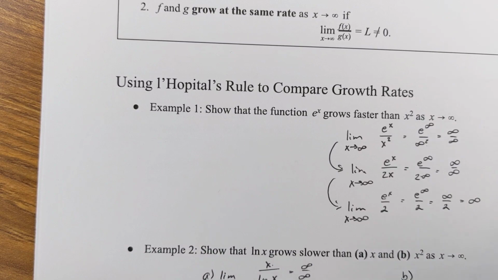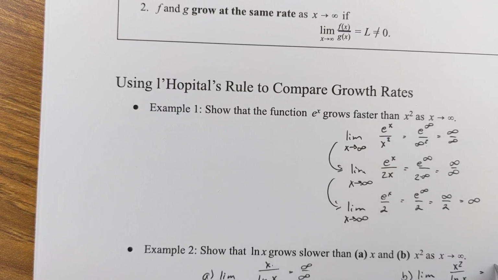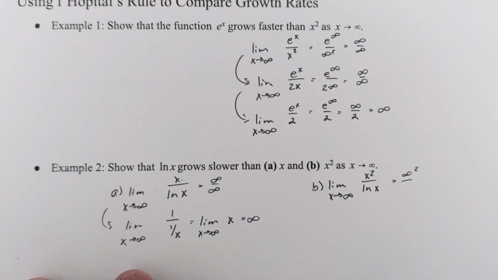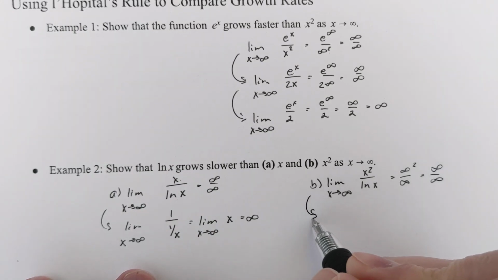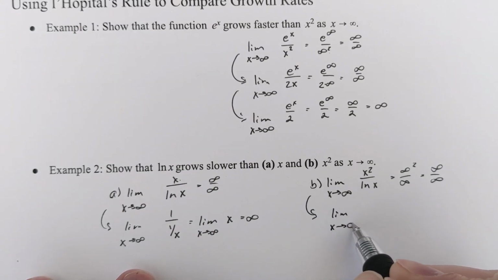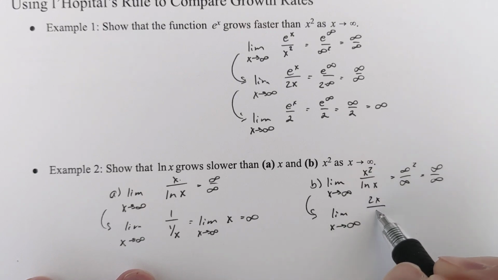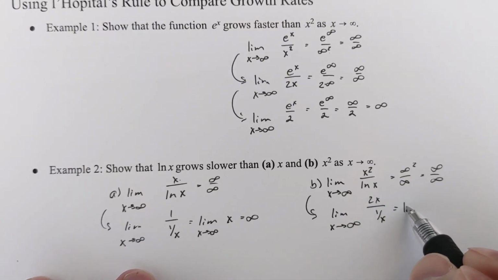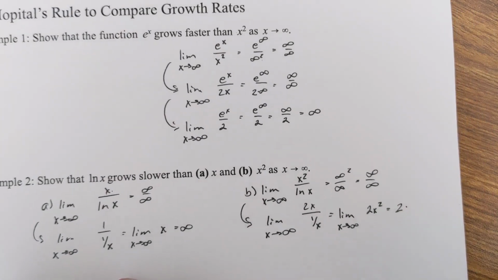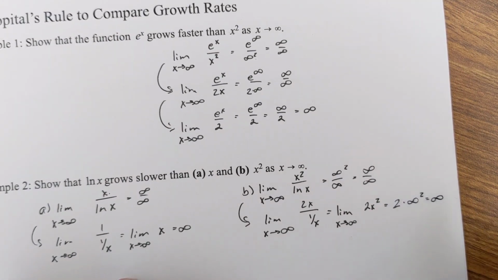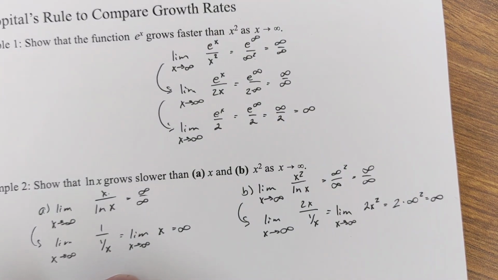So for B, limit as x approaches infinity of x squared over ln x, which would be infinity squared over infinity, so L'Hopital, so 2x over 1 over x, which is the same thing as 2x squared, which is 2 times infinity squared or infinity. So the top function grows faster than the bottom function.